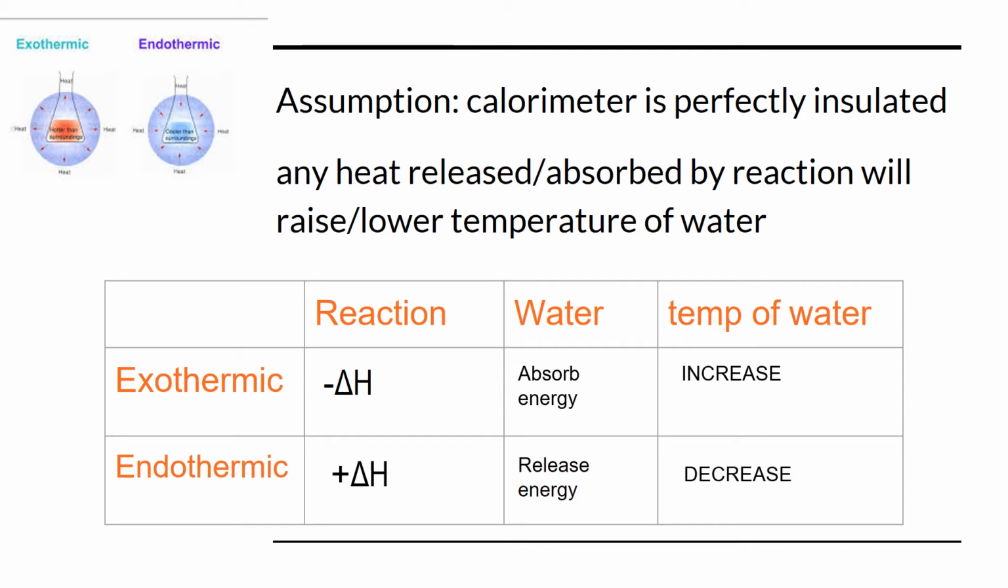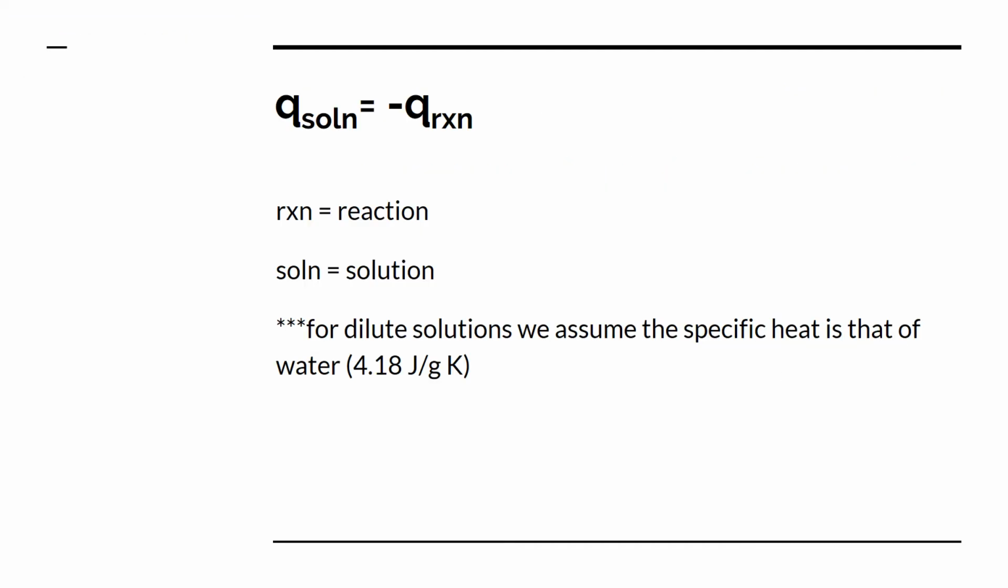So this is very important because what's happening to the water is the opposite of what's happening to the reaction. So that's why we say the heat of the solution is the negative heat of the reaction. Because as we just saw, what's happening to the surroundings is the opposite of what's really occurring in the reaction. And just to keep in mind, for dilute solutions, we're going to assume that the specific heat is that of water, and water is 4.18 joules per gram Kelvin, or you could say 4.18 joules per gram degree Celsius. It's the same number.